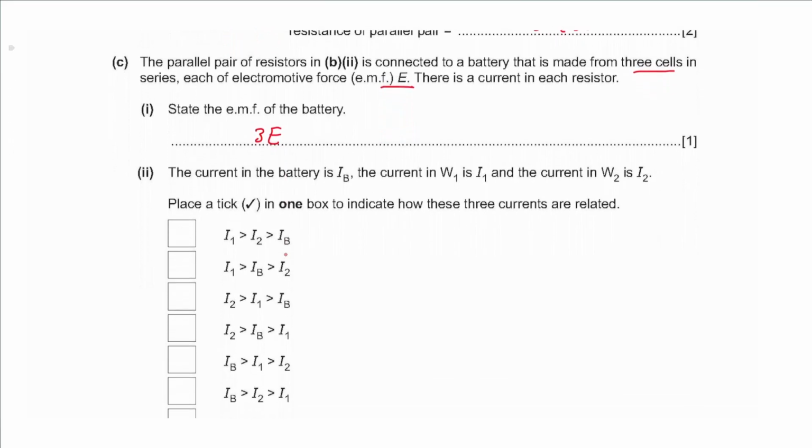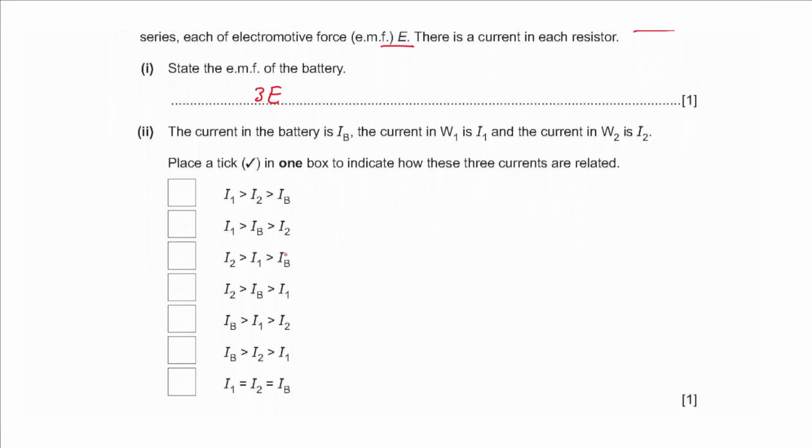Part c(ii) says the current in the battery is IB, the current in W1 is I1, and the current in W2 is I2. Place a tick in one box to indicate how these 3 currents are related. Starting from the largest current to the last current, they are not all equal since they are connected in parallel. The largest current must be the current in the battery, so it is either this one or this one. And then the resistance with higher value takes the lowest current, and R1 was the higher resistance, so I1 would be the lowest current, so this is the lowest current, so we tick this box.